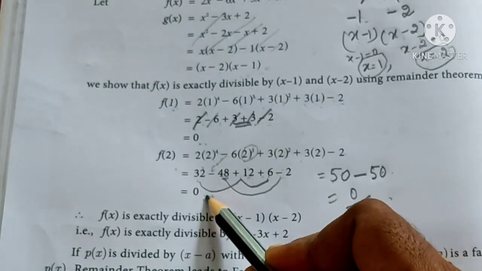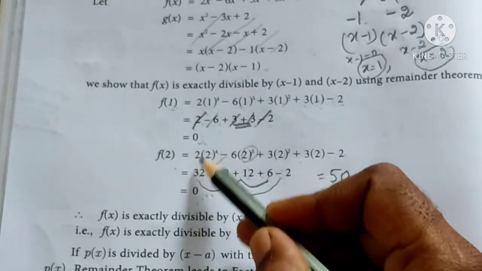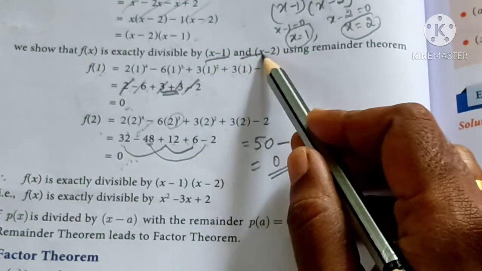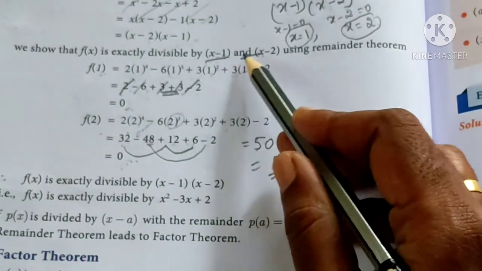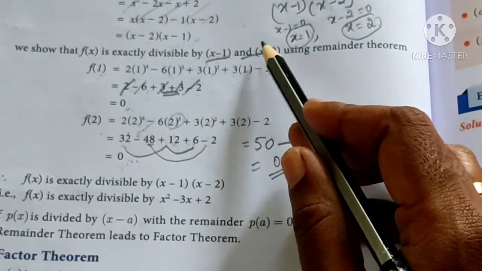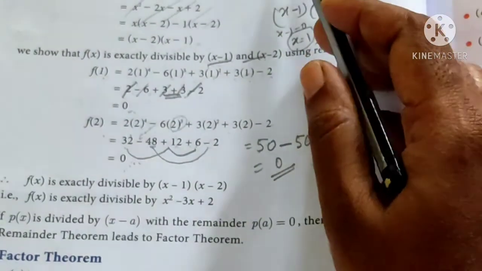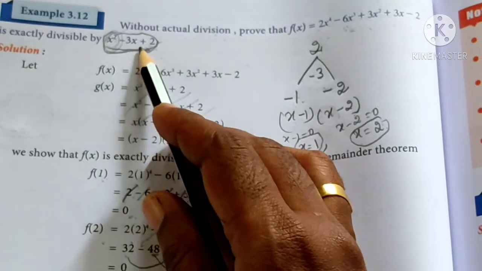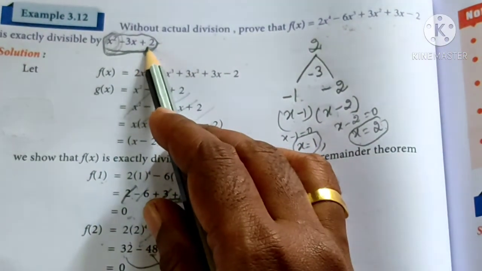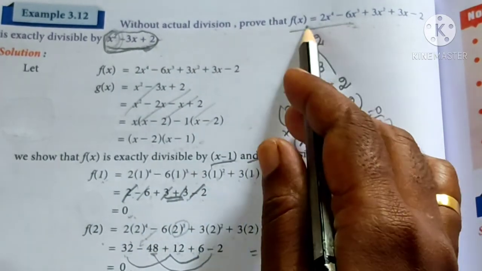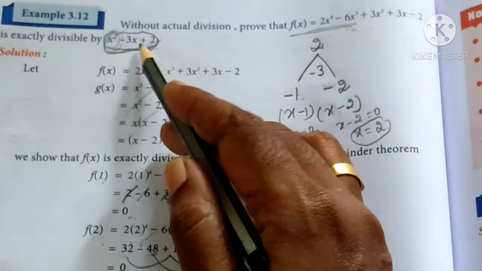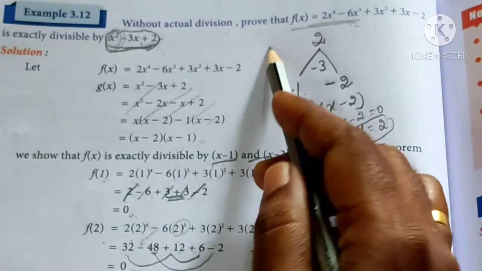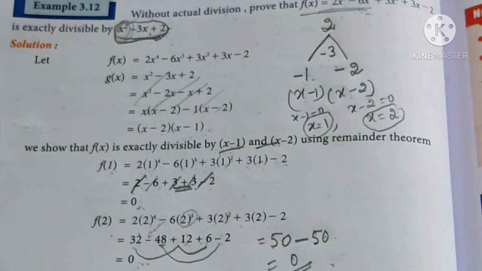That is the remainder. Okay. If you get the remainder as 0, then these are the factors of the given polynomial. So, f of x is exactly divisible by x square minus 3x plus 2. Okay. So, this polynomial is exactly divisible by x square minus 3x plus 2, hence proved.